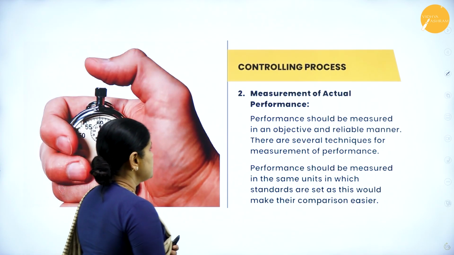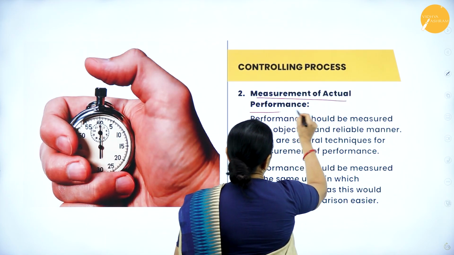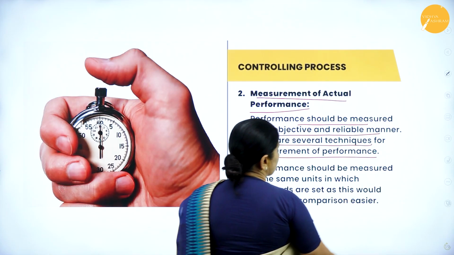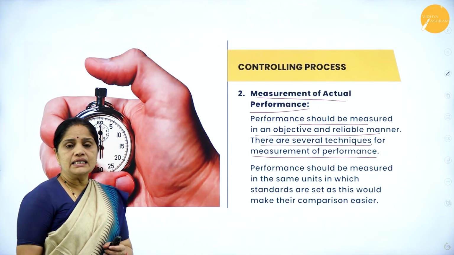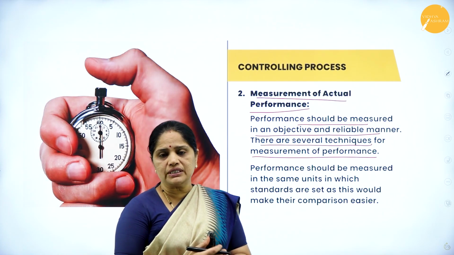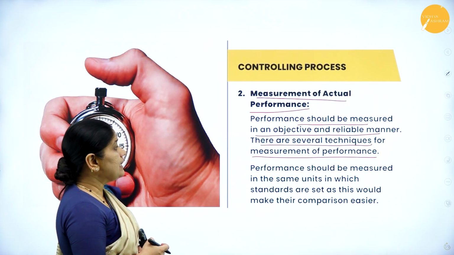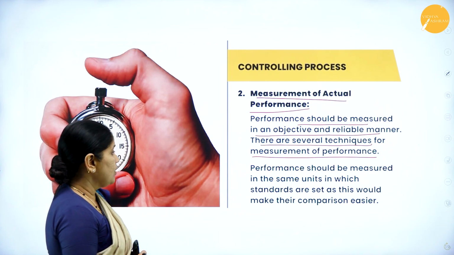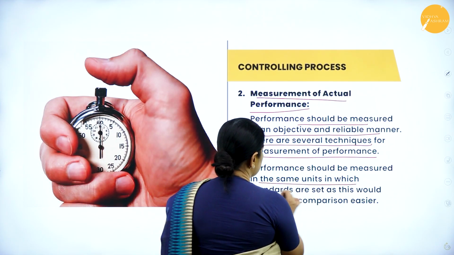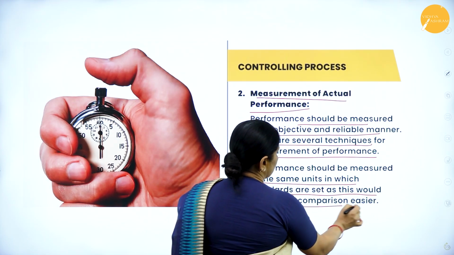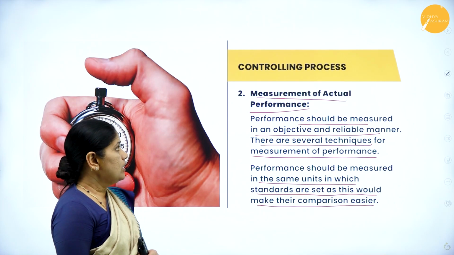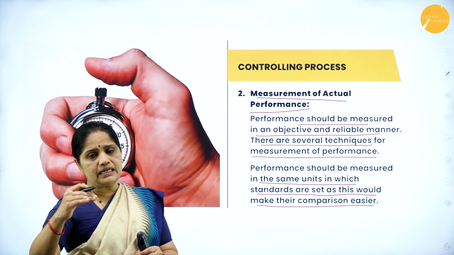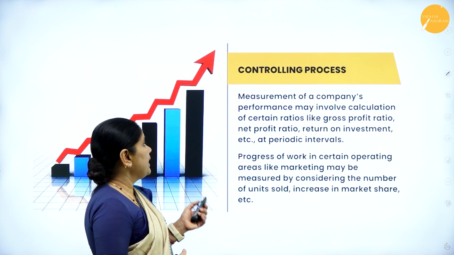Then, the next step is measurement of actual performance. Performance should be measured in an objective and reliable manner. There are several techniques for measurement of performance. Now, in the measurement of performance, we should ensure that it is objective and reliable. There are various techniques of management to measure the performance. It should be measured in the same units in which the standards are set, as this would make the comparison easier. So, whenever we are measuring the actual performance, it should be in the same units as the standards. Only then will it make the comparison easier.